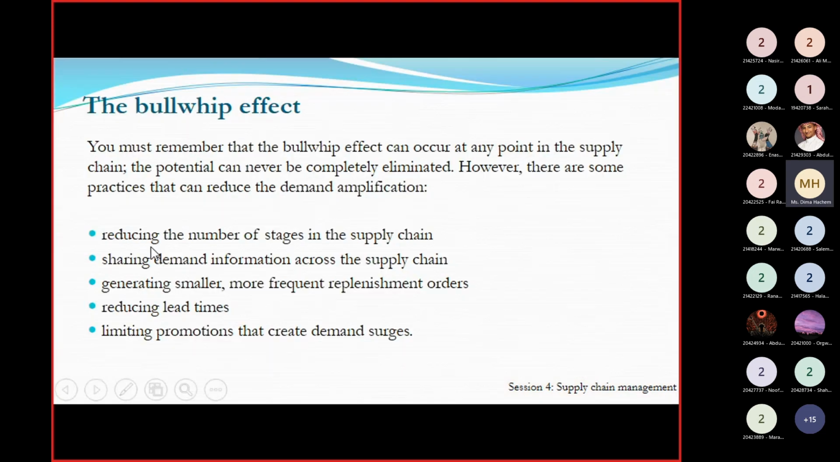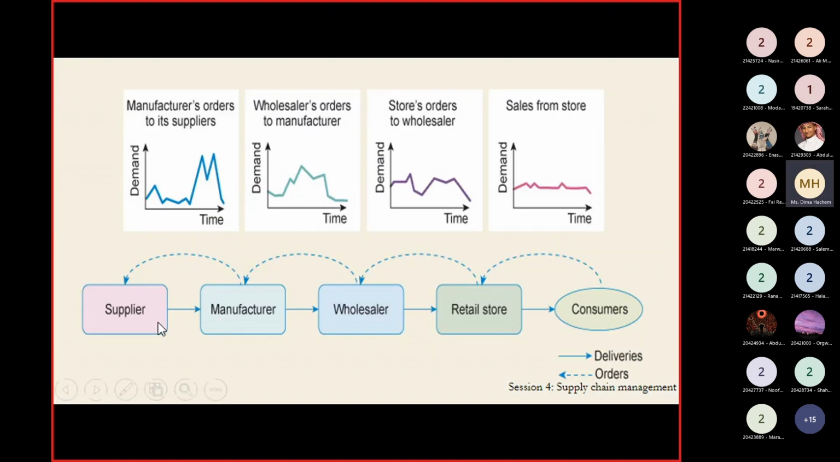First of all, you can reduce the number of stages in the supply chain. You can share the demand information across the supply chain. This is what I meant when I said share the information, share the data. You can generate smaller orders, but more frequent. You can reduce the lead times. What does lead time mean? The lead time is the time it needs for one product, one batch or one unit to go from supplier to consumer. It's the total time. This is the lead time.